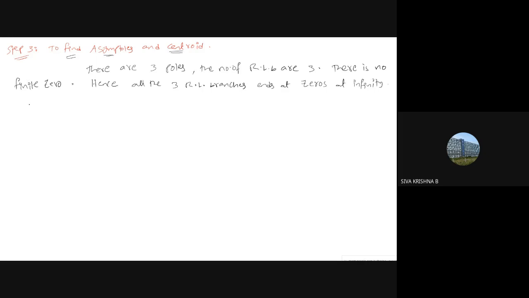Now the number of asymptotes are, capital N equals P minus Z. Very good. P minus Z. So P means 3. That is equal to 3. Now the next step is you have to find the angle of asymptotes.